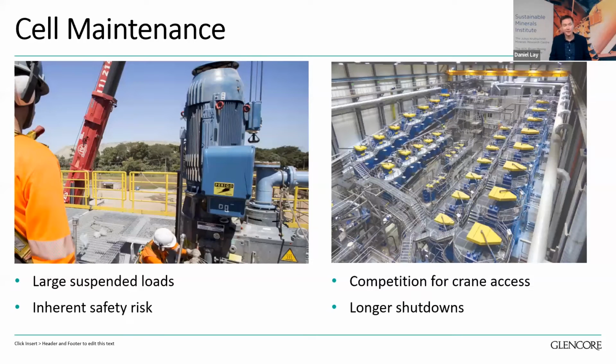Then, of course, there's the maintenance requirements. Maintaining large mechanical cells requires periodic removal of the agitator mechanism, resulting in an inherent safety risk with working under large suspended loads. Secondly, in a large concentrator, there can be a significant number of cells to maintain, with competition for crane access resulting in longer downtimes.